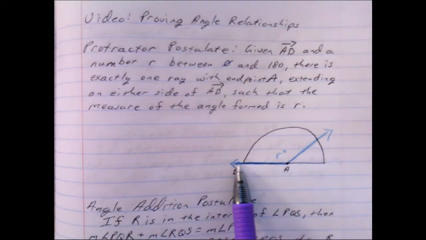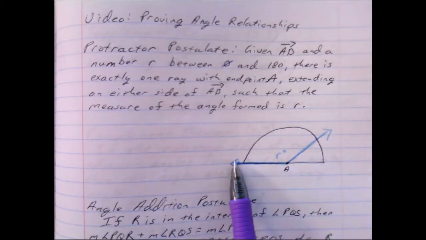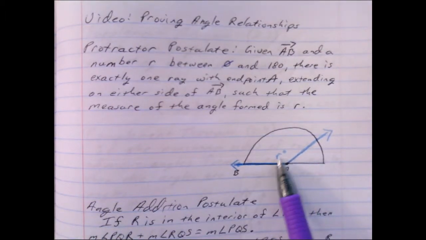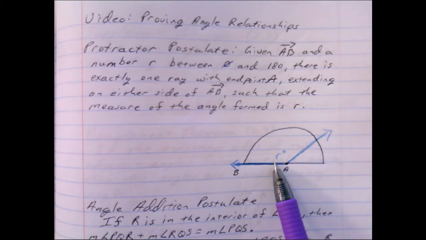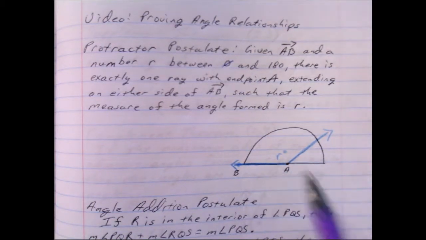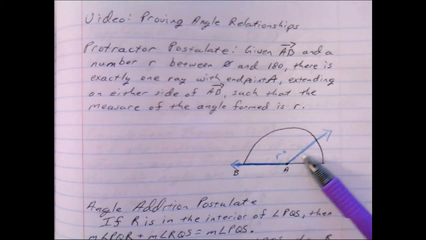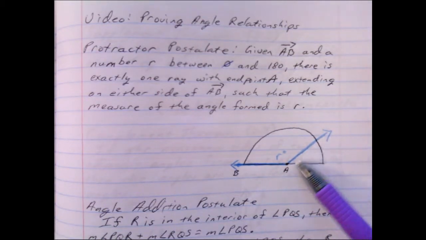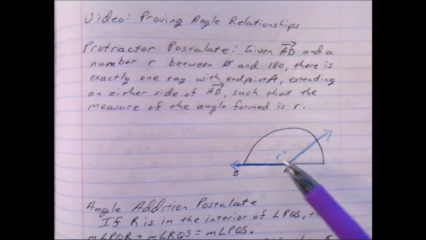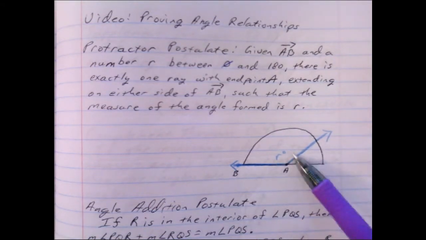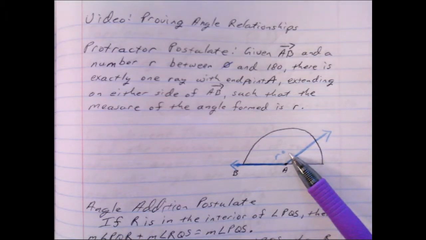Okay, so here's what we have. We have ray AB right here, going in this direction. We have some number r that's between 0 and 180. There's exactly one ray with an endpoint at A that extends in either side of AB such that the measure of the angle formed is r. There's only one ray, one possibility to get this angle measurement. Okay?